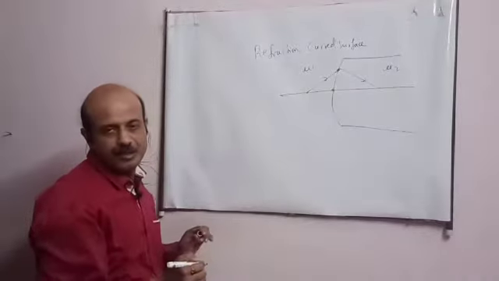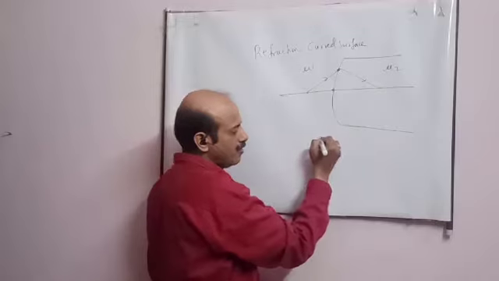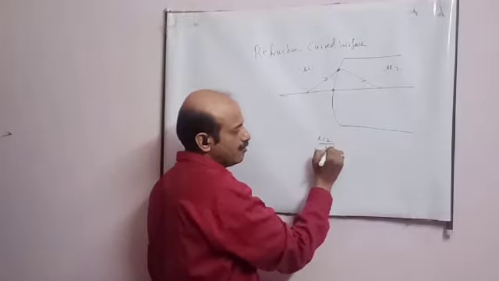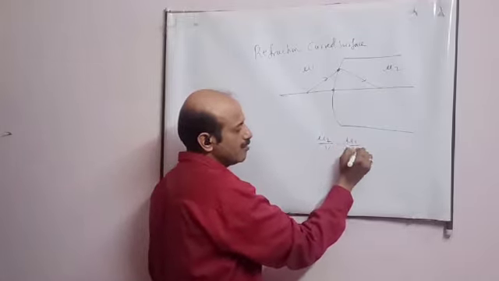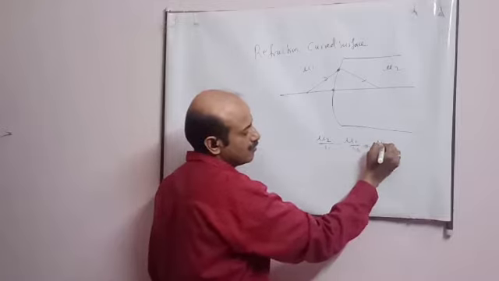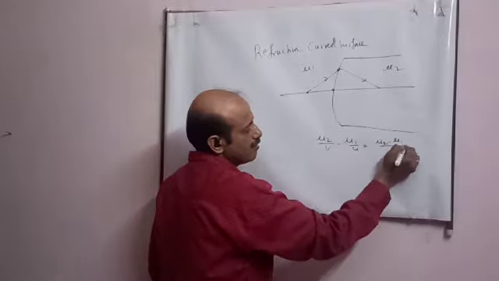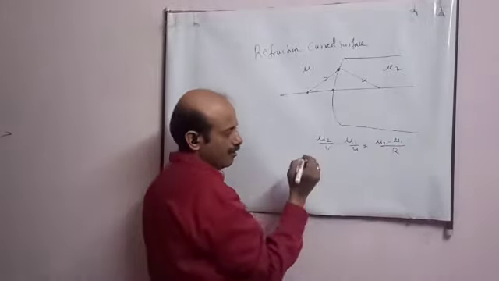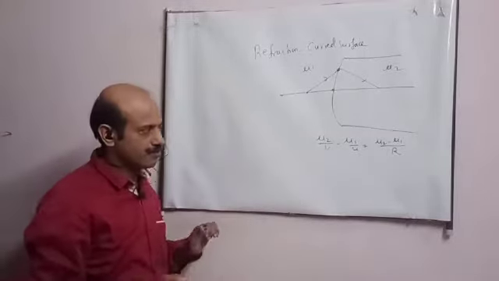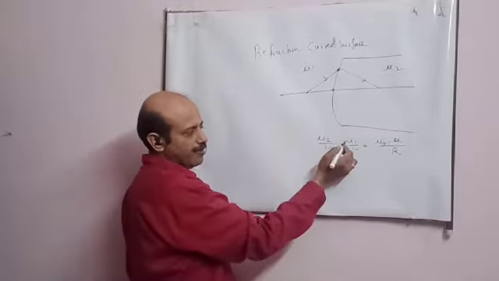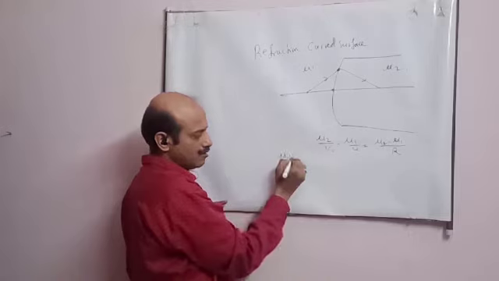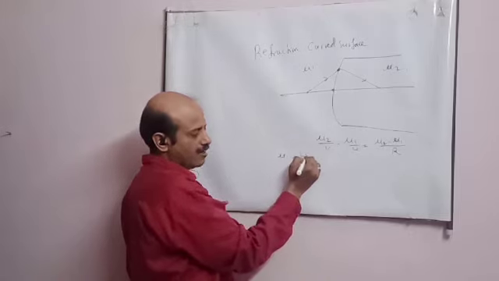So for this case, student, we have already derived the formula: mu2 upon v minus mu1 upon u is equal to mu2 minus mu1 upon r. Now, student, here what you have to understand is about mu2 and mu1. Mu1 means where the light travels first.